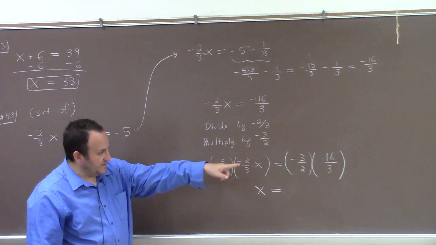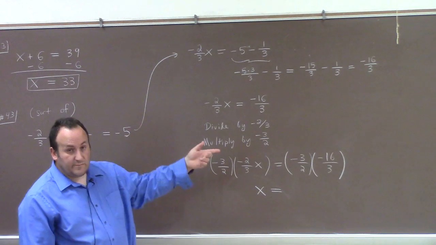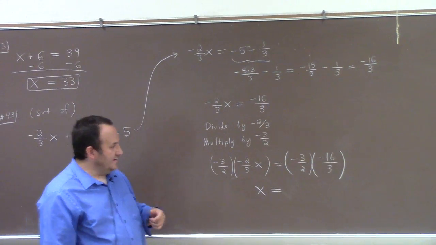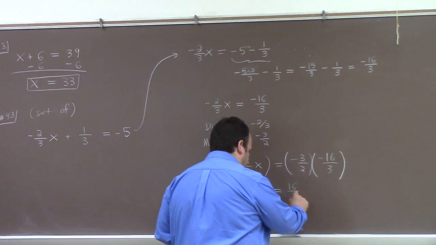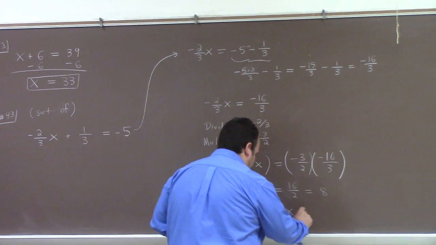What happens over there? The 3's cancel, right? So what does that leave us? And the minuses, minus times minus gives me plus, right? I heard an 8. I like that. So we got 16 over 2, right? Which is otherwise known as 8. So there you go. X equals 8 is the answer.